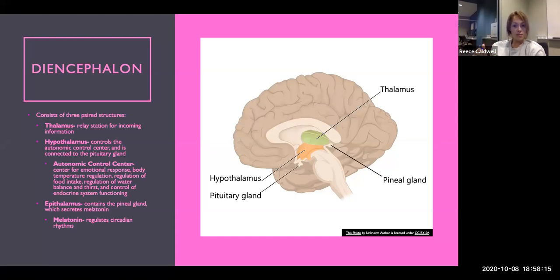But the epithalamus does contain the pineal gland, which secretes melatonin, and melatonin is a hormone that regulates our sleep cycle. I want you to know that. Thalamus, no. Hypothalamus, no. Epithalamus, yes.